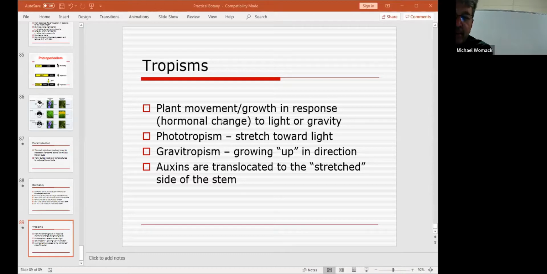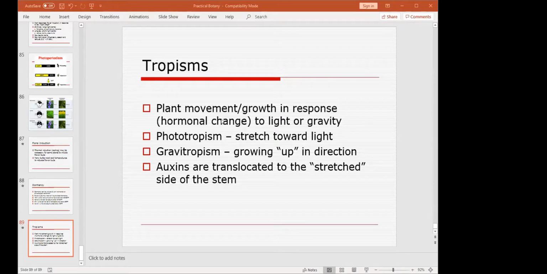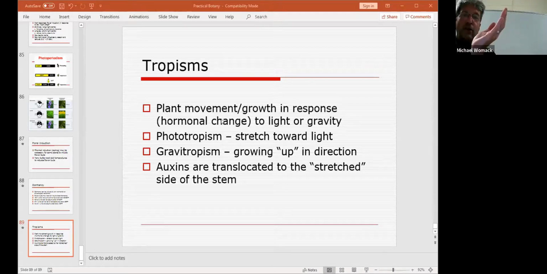Gravitropism is a response to gravity. A plant wants to grow up, away from gravity, because that's where the light is. That's where the leaves need to be for photosynthesis. So gravitropism means the stem stretches upward. With palm trees, you'll see ones planted laying over, and if you look later on, they start growing straight up.